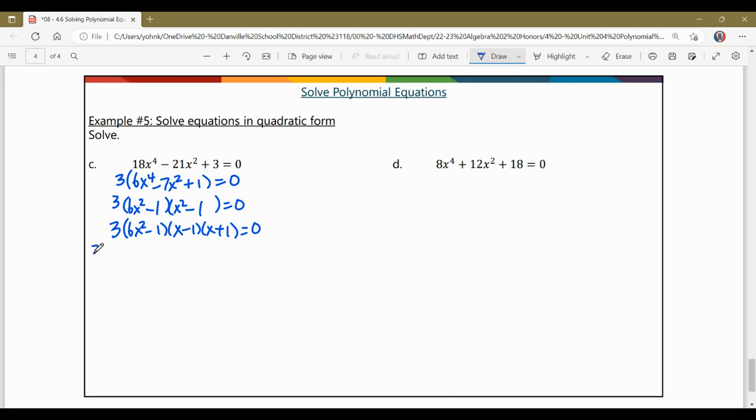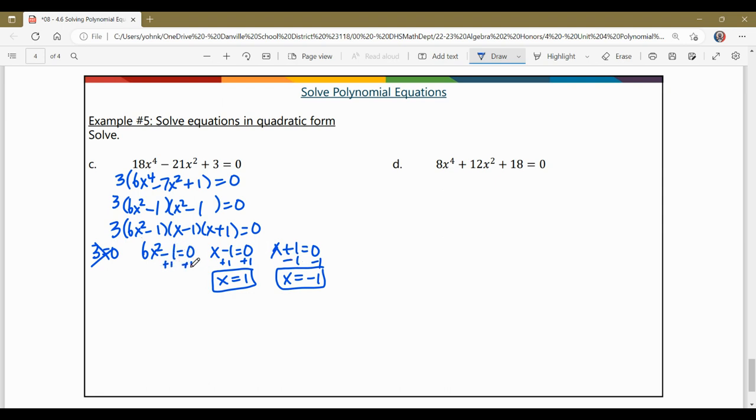Okay, so I set each of them equal to 0. 3 equals 0. 6x squared minus 1 equals 0. X minus 1 equals 0. X plus 1 equals 0. Well, these last two are easy. I subtract 1 on both sides, I get -1. I add 1 on both sides, I get +1. This first one doesn't mean anything. It has no letter. So now I'm going to solve this last one.